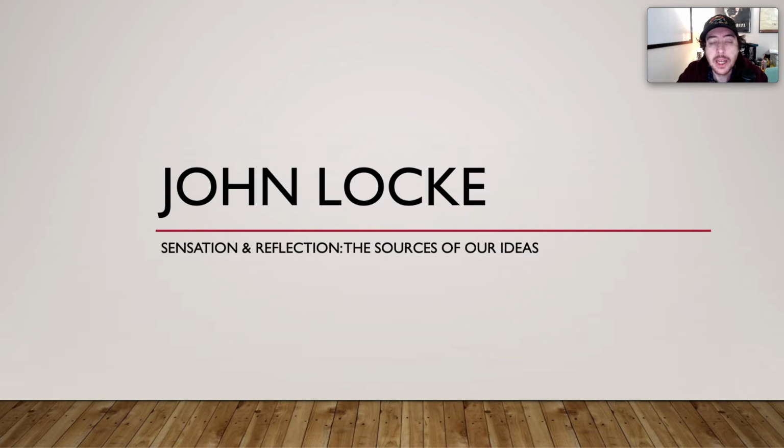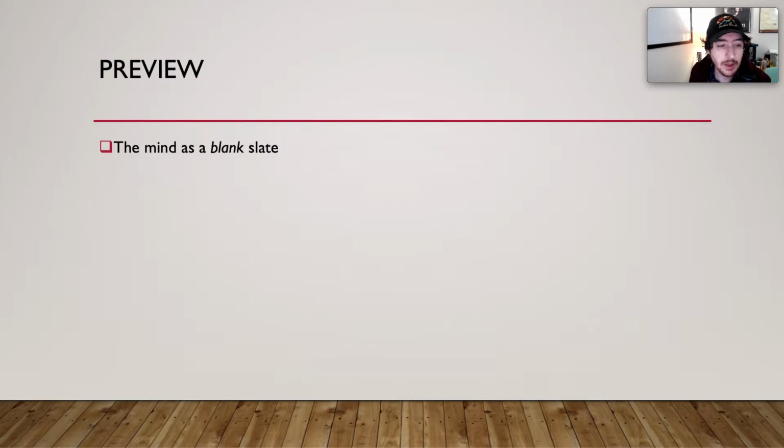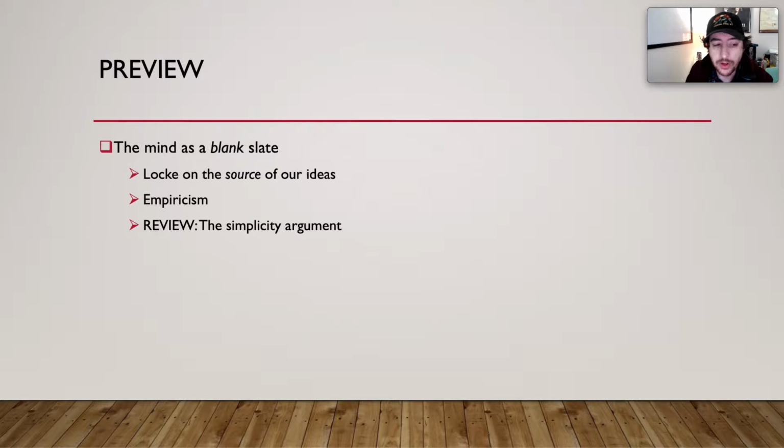Hi everyone, in this video we're going to be reviewing the two experiential sources that Locke appeals to explain where our ideas and knowledge come from. So we're going to start out by looking at this idea of the mind as a blank slate. This will lead to a discussion of, well, if it is blank when we come into the world, what provides it with its ideas? And we'll look at Locke's empiricism, and then we'll review that simplicity argument that we looked at before.